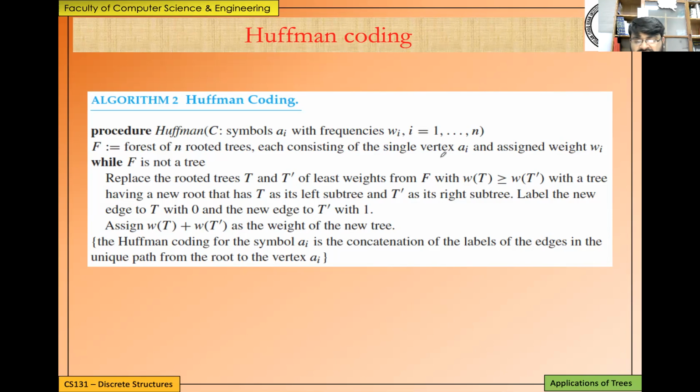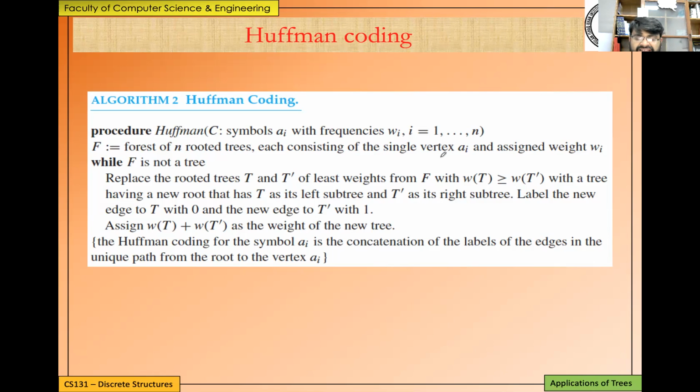F is a forest of n rooted trees, each consisting of a single vertex a_i and assigned weight w_i. So initially you have got a forest of n rooted trees, where each consists of a single vertex a_i. It only contains a single vertex, and the weight w_i is assigned to that particular symbol. So while F is not a single tree, while the forest is not converted to a single tree, this is what we are going to do.